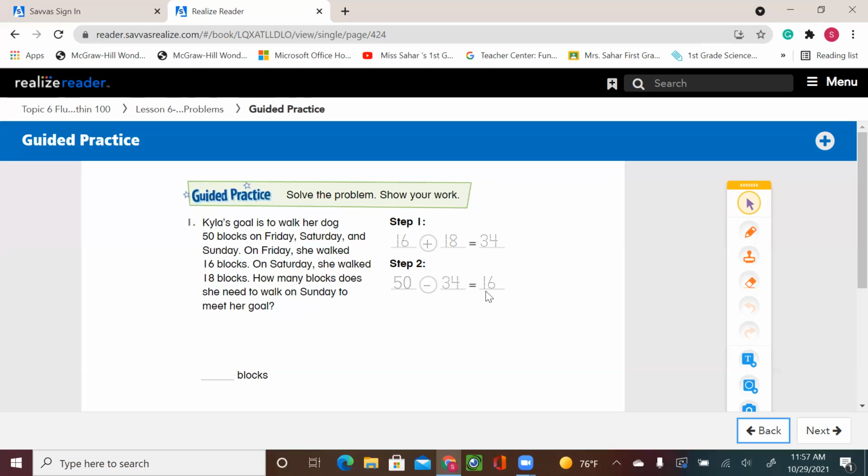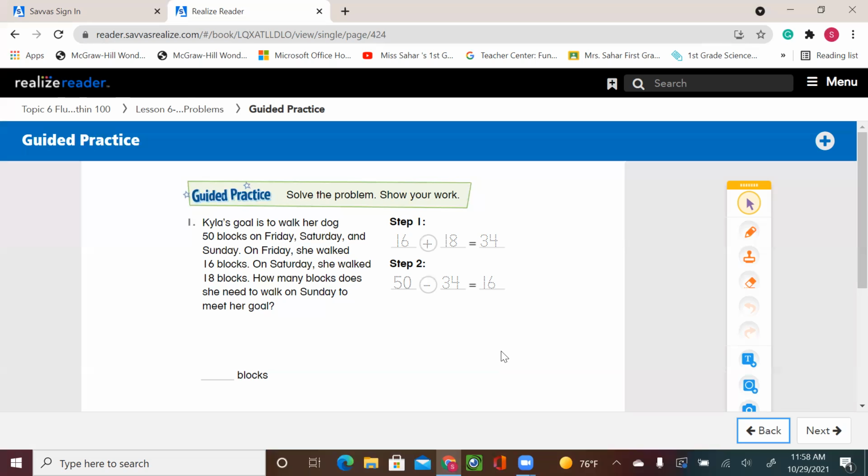So the difference is 16. That means Kyla needs 16. She needs to walk her dog 16 blocks in order to reach her goal of 50 blocks. So she needs to walk 16 blocks on Sunday. All right. So for this one, we needed to do 2 steps. We need to add first to find the total, and subtract to see how many she has left to do.